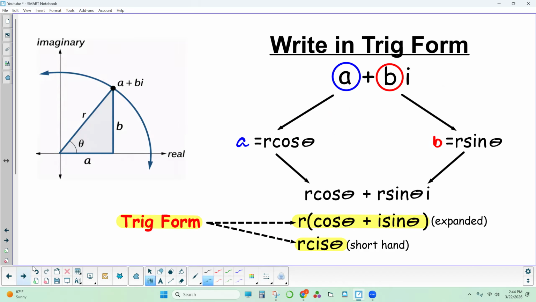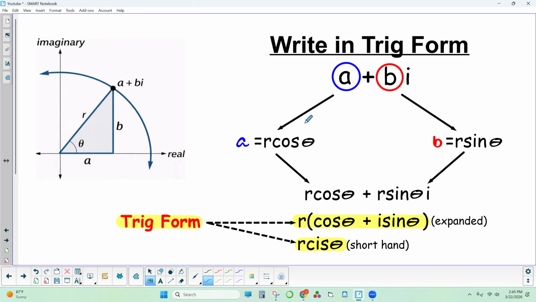So the first thing we need to do is look at how we get from this standard form to trig form. As you can see over here on the left, I've got a complex plane and a complex number written in rectangular form, a plus bi. Now, a is equal to r cosine theta. Just simple right triangle trig can show us that a is in fact equal to r cosine theta. And you can say the same of b: b is equal to r sine theta.